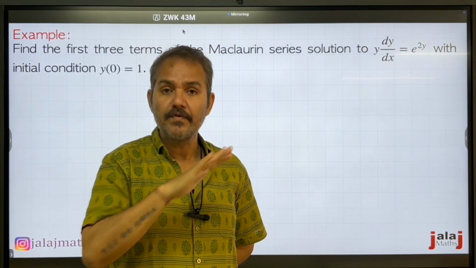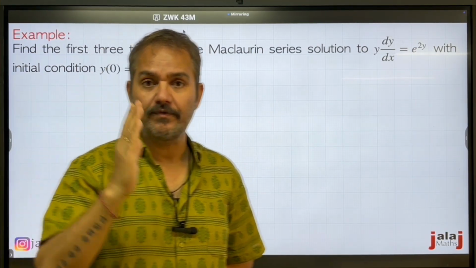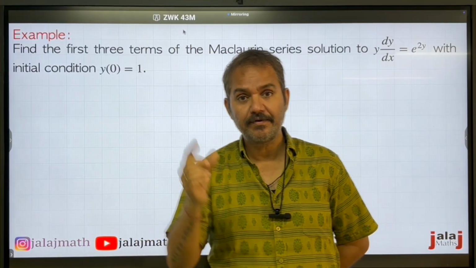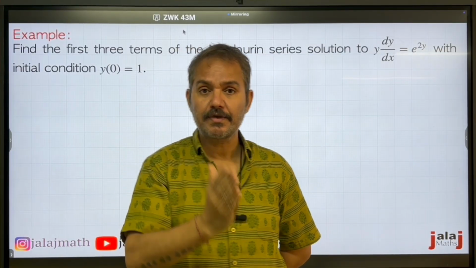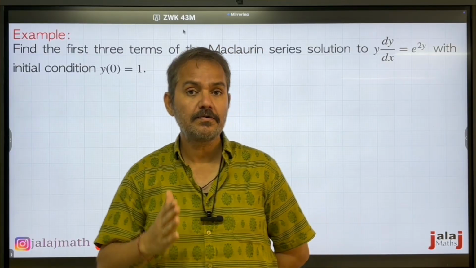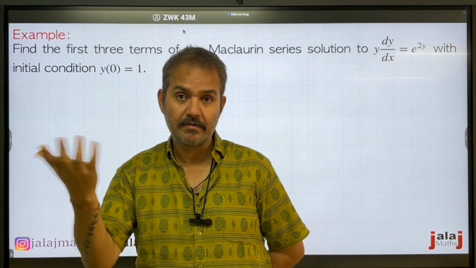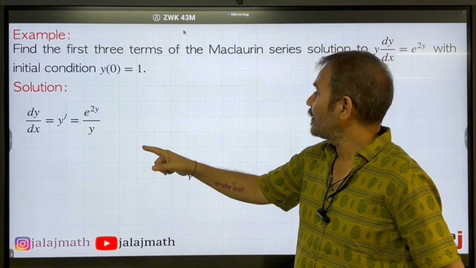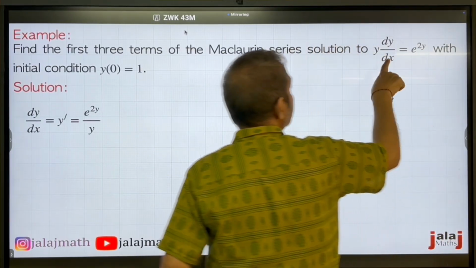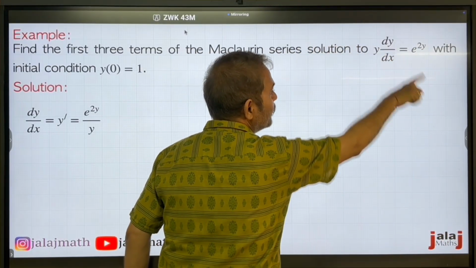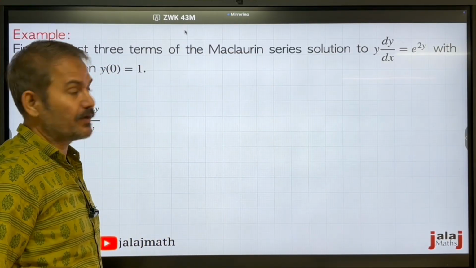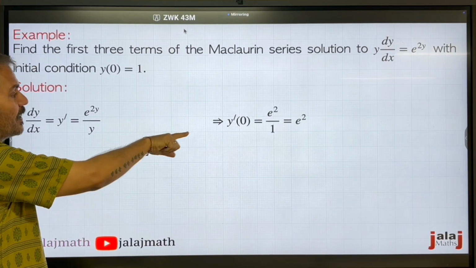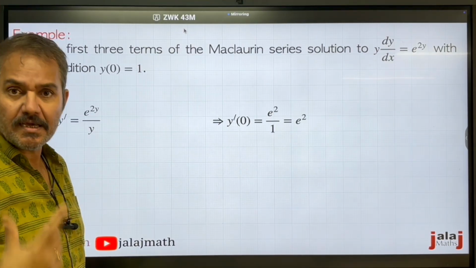How do we do it? We follow the usual process. We find the value of the function, the first derivative, the value of the first derivative at x is equal to 0, the value of the second derivative at x is equal to 0, and so on and so forth. Then we write the power series. So let's start. From here you can see dy by dx will be e raised to the power of 2y divided by y. So the value of dy by dx, or y prime, at x is equal to 0 will be e squared.